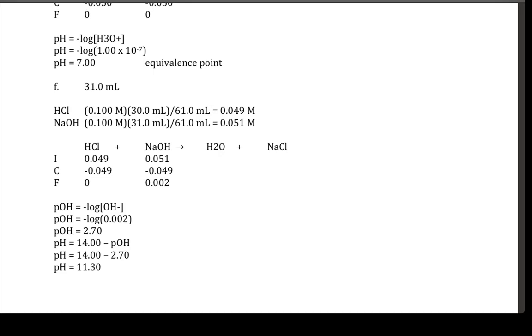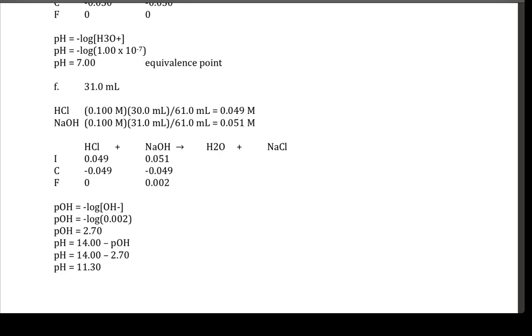So just as before, we figure out the initial concentrations and put them in our ice table. Now we see that the HCl is the limiting reactant, so it's the smaller number. It represents the change, negative 0.049. We have a little NaOH left over. Now we calculate the pOH and get the value 2.70. And from pH equals 14 minus pOH, we find the pH is 11.30.